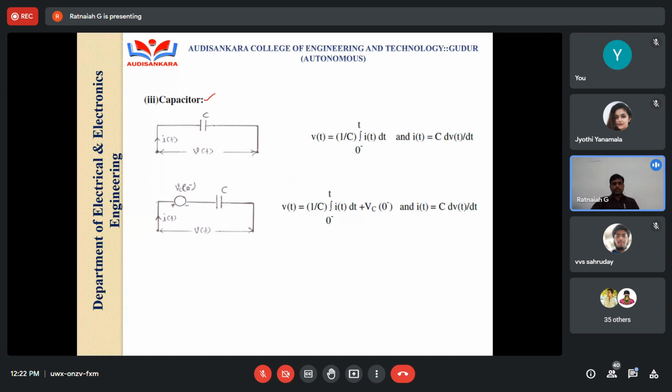Coming to the capacitor, here also we take a capacitor and apply voltage v(t). Let the current through the capacitor be i(t). The relation between capacitor voltage and capacitor current is v(t) = (1/C) ∫ i(t) dt. And if you want to calculate current i(t), take the differentiation on both sides. I will get i(t) = C dv/dt.